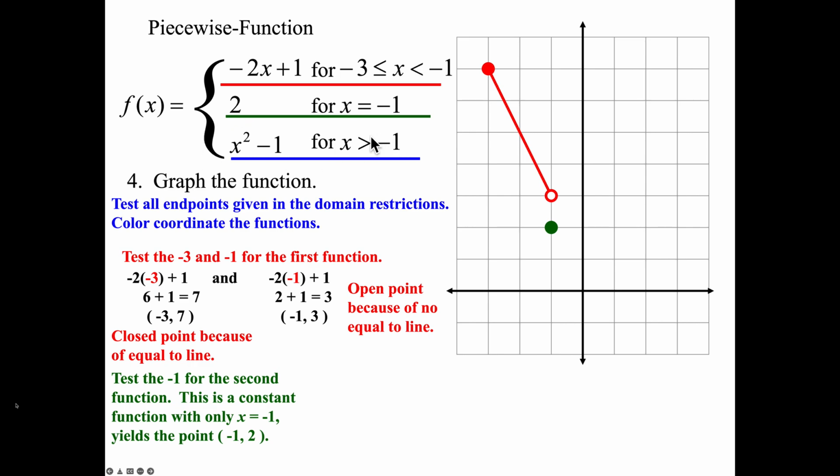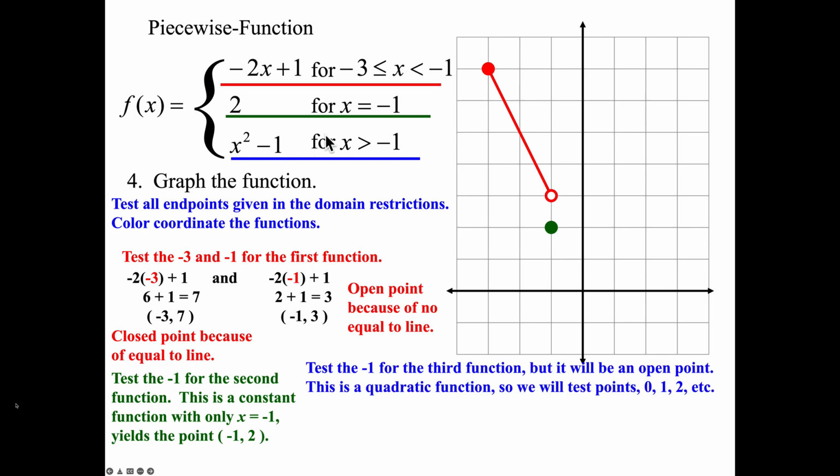The third one, this is where I'm really thinking the author's lost his noodle. He says, okay, start at -1. Remember, this will be an open circle because of no equal to line. And test it in the function. And then test -1, 0, 1, 2, 3, 4 until you run out of graph.